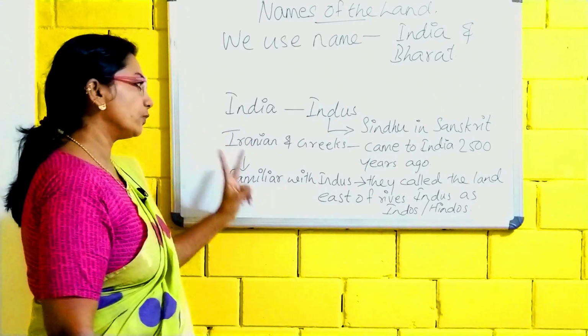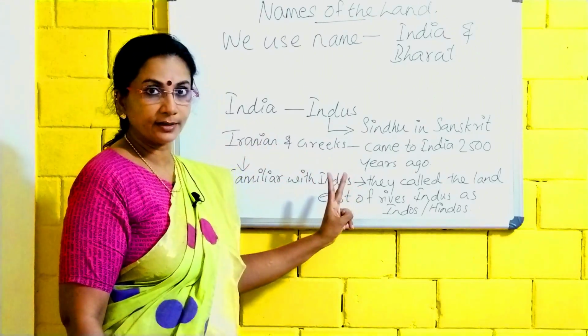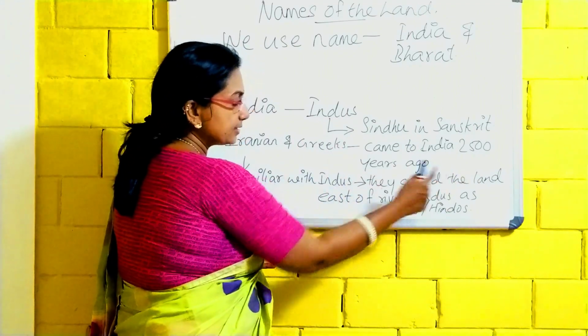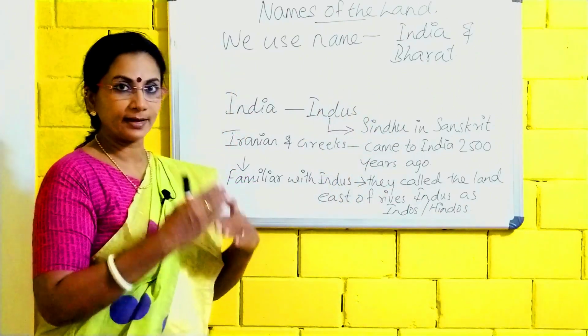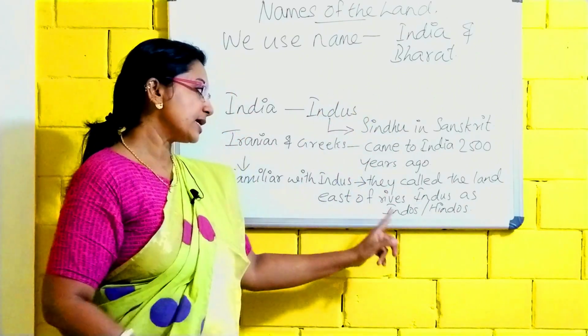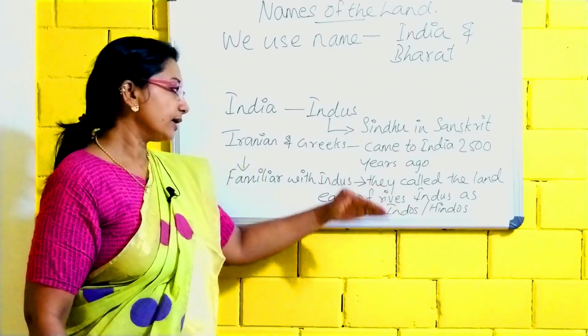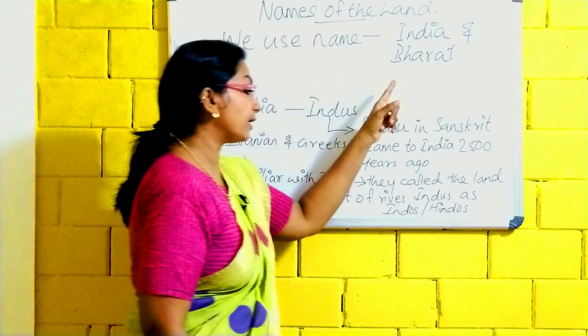Second point. These people were familiar with the river Indus. So what did they do? They called the land east of the river Indus Indos or Hindos. Slowly, or gradually, it came to be India. So you got the first one. And how did the second word, Bharat, come?